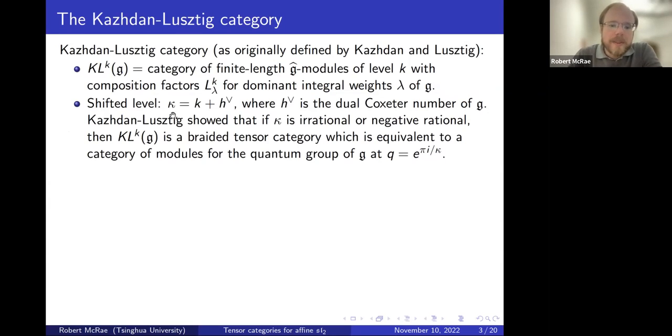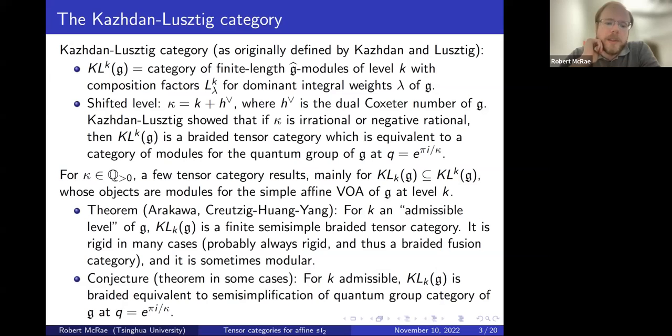Sometimes it's useful to have a shifted level kappa, which is the level plus the dual Coxeter number. The famous theorem of Kazhdan-Lusztig is that if kappa is either irrational or a negative rational number, then this is a braided tensor category and is equivalent to some category of modules for the quantum group at a corresponding value of q.